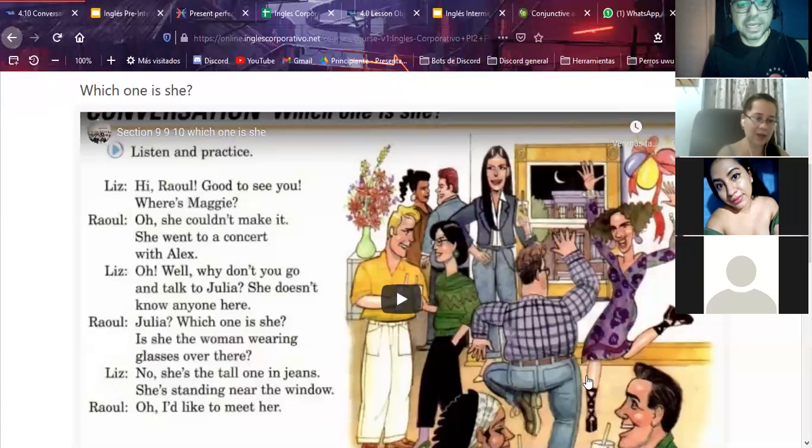Okay. That is another thing that we need to check. The one that says over there. Do you know what is that? No, teacher. Okay. Over there is como cuando decimos de ahí, algo así. Something like that. Es como cuando decimos allá. La que está allá, mira. So, that in English is over there. Si está aquí, sería over here. O solo here. That is good enough.